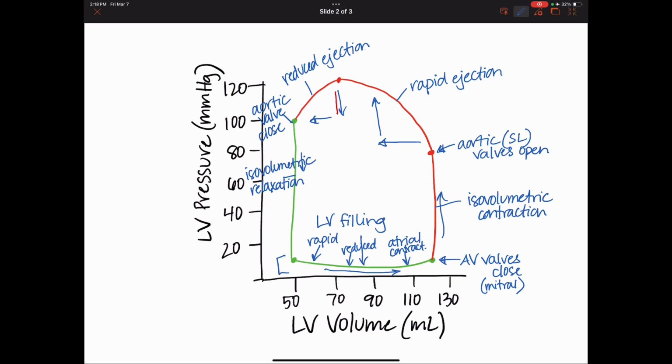yet opened. So finally, we reach a point when the pressure in the left ventricle becomes less than the pressure in the left atria, and this is going to cause the AV valves to open, and then we can start with filling all over again.